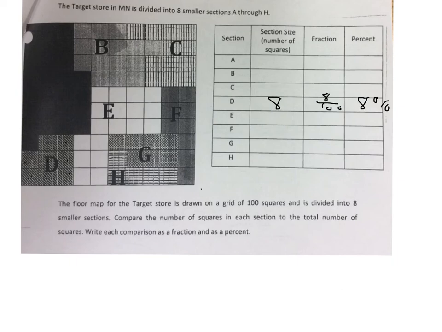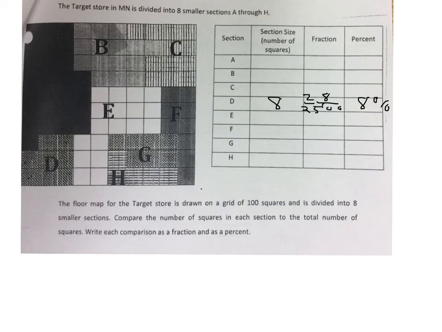You can divide by 2, you would get 4 out of 50. You could divide by 2 again, and then you would get 2 out of 25. So we always want our reduced fraction to go right next to the original fraction.